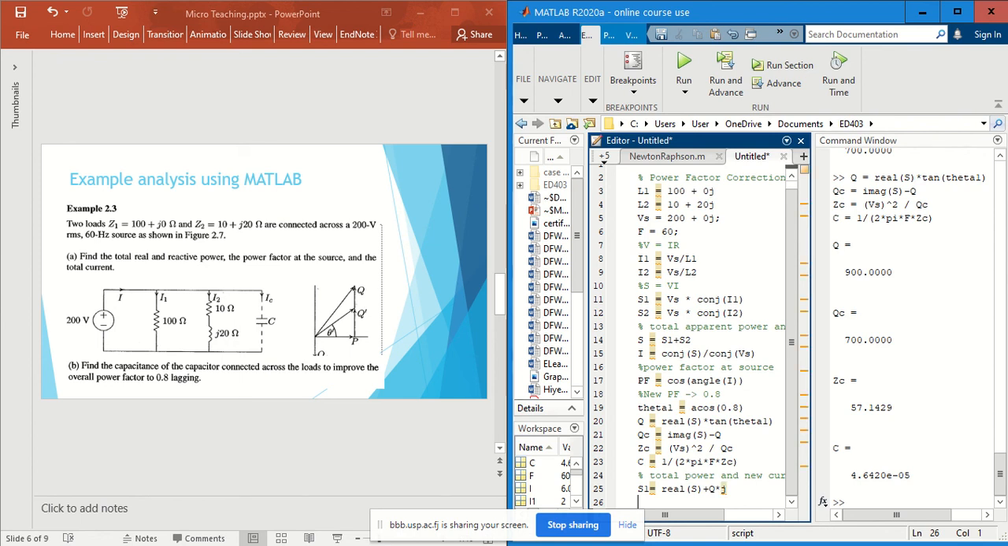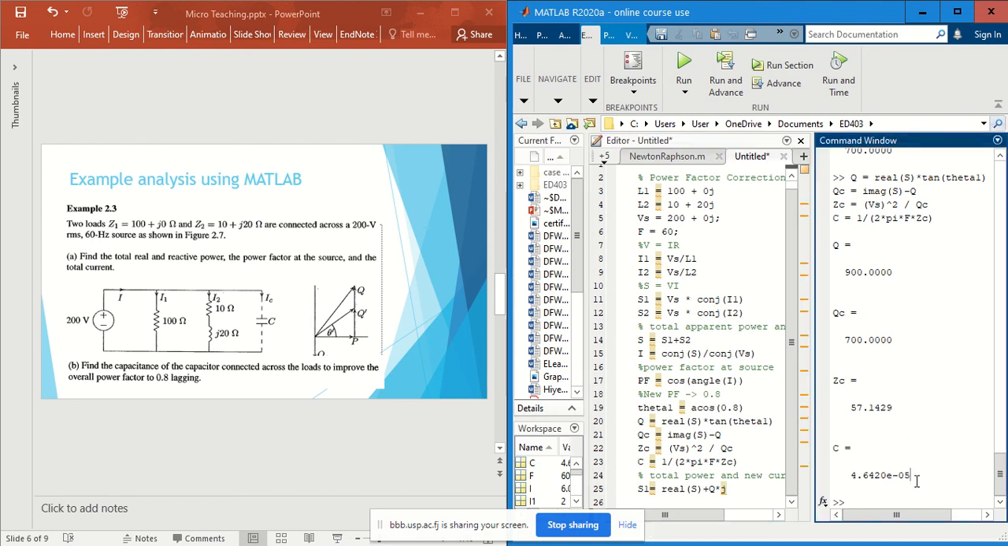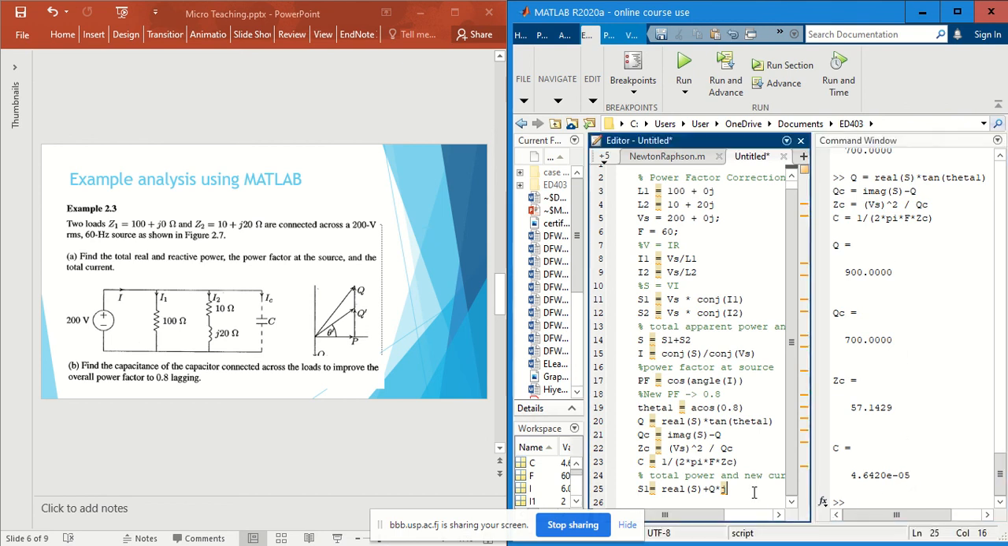Okay, I have some messages here. Let's see. Yes, the outputs are being shown here on the command window. Okay, okay.